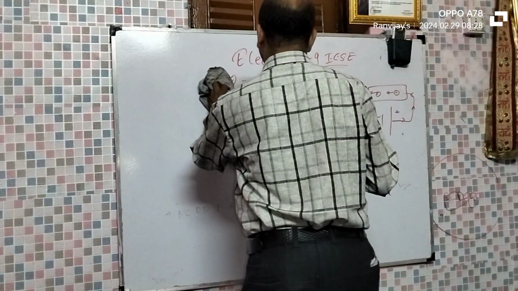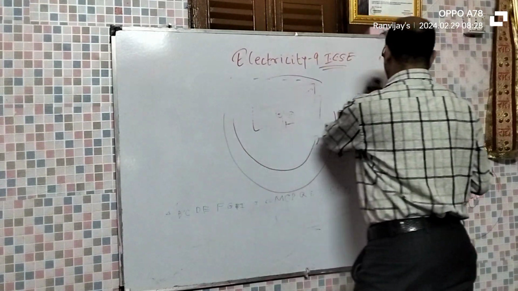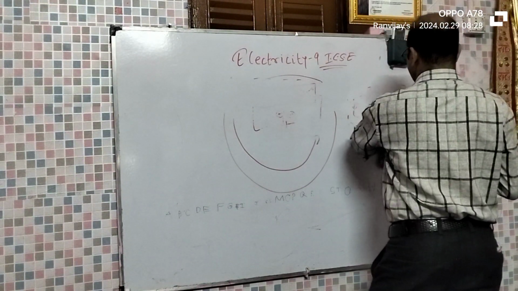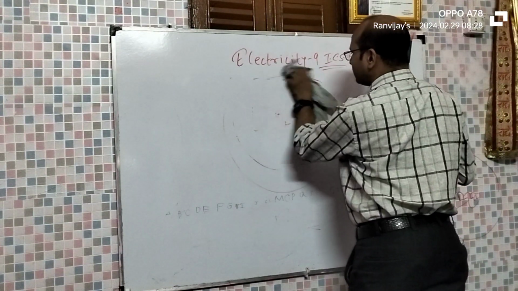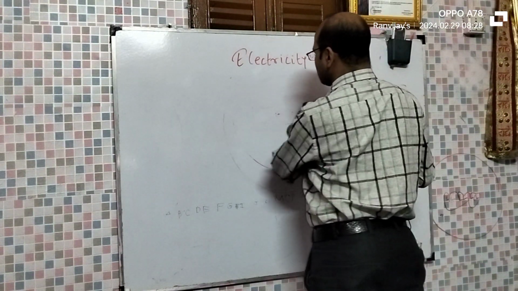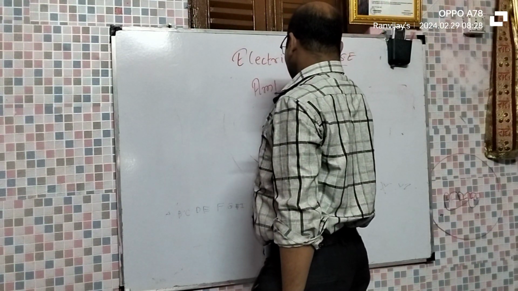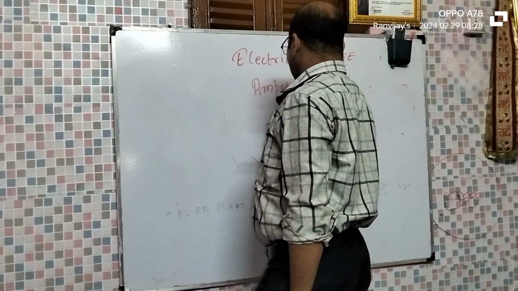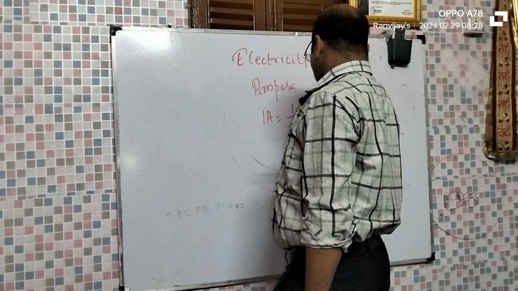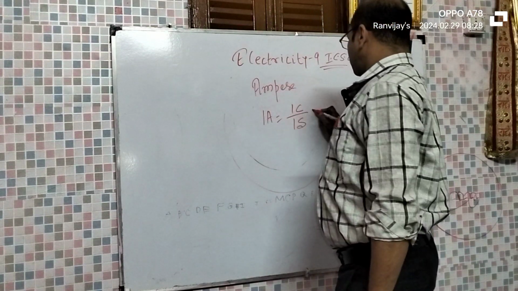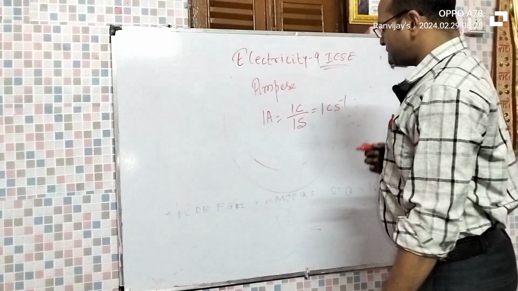Now we will know about some terms. When electrons flow, that is called electric current. So what is current? Rate of flow of charge is called current. And what is the SI unit of current? The SI unit of current is ampere. So what do you mean by 1 ampere of current? When 1 coulomb of charge flows through a conductor in 1 second, then the current is said to be 1 ampere.